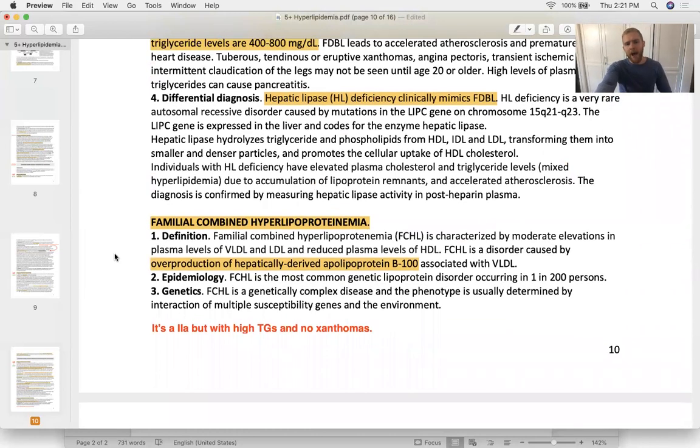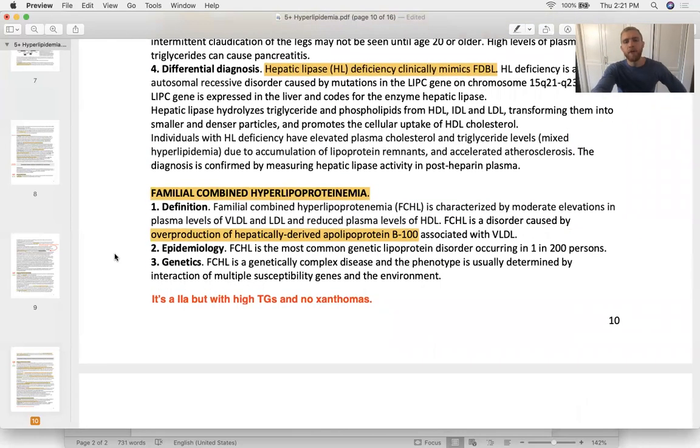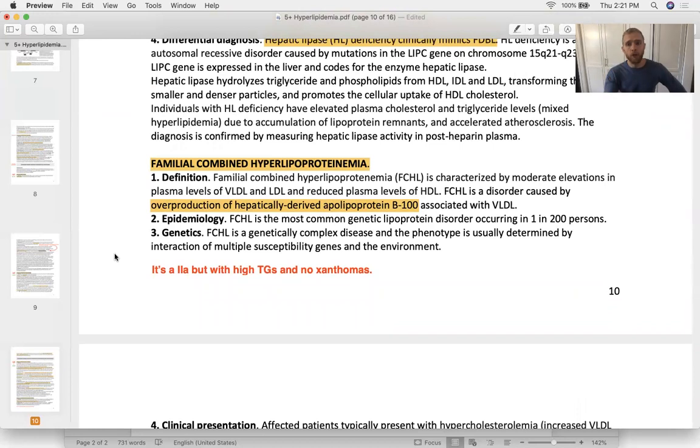Then we have familial combined hyperlipoproteinemia, which is going to be an overproduction of hepatically derived ApoB100. Remember, ApoB100 is on VLDL, IDL, and LDL. ApoB100 is not on HDL and it's not on chylomicrons. So only your VLDLs are going to be affected and your LDLs too. Basically, familial combined hyperlipoproteinemia is a type 2A Fredrickson. So with the accelerated atherosclerosis, premature ischemic heart disease, but without the xanthomas. So you won't see the xanthomas, you will see high triglycerides and you will see high LDL.